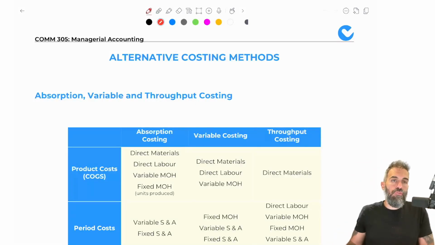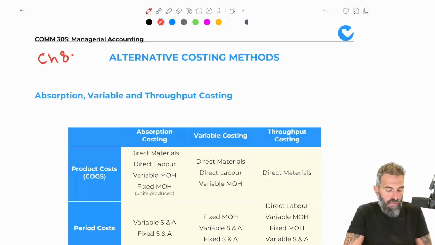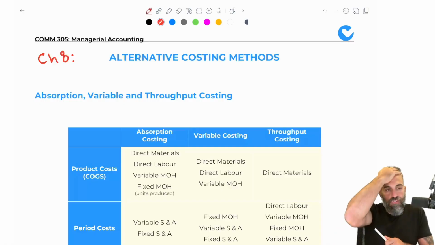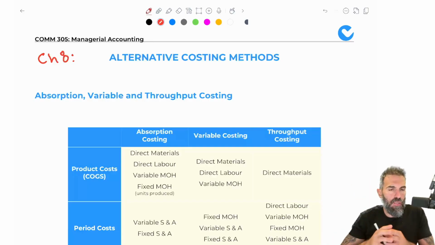Hey everybody, welcome to Chapter 8. Doesn't say it there, but this is Chapter 8 of COMM 305 or Managerial Accounting. In this chapter, we'll be looking at 3 different costing methods. 2 that you've seen already, we're just going to give them names, and then 1 brand new one.